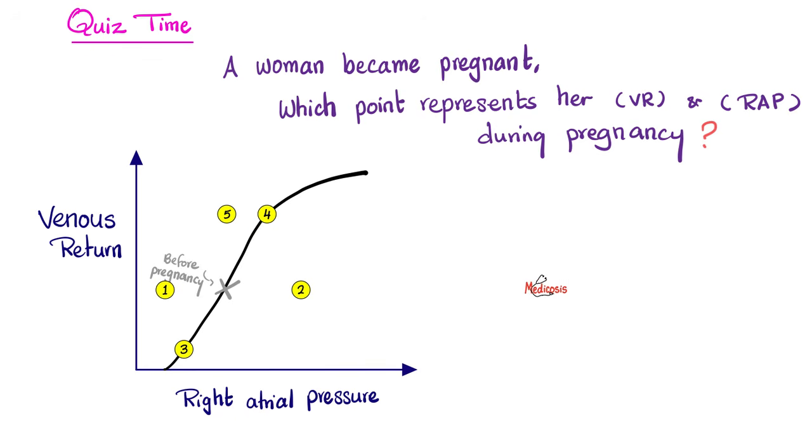Point 4 is increase in both because the x-axis and the y-axis are increasing. As for point 5, it's only an increase in the venous return when no change is happening in the right atrial pressure. So what do you think actually happens during pregnancy?